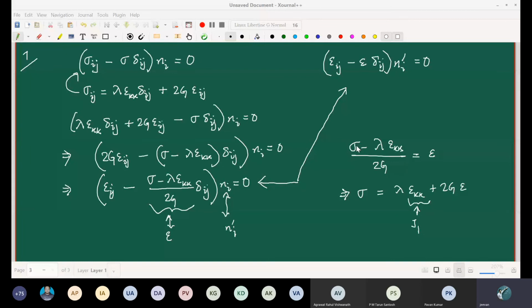Okay, so if you read this question, you will see that we have been asked to show that, for a hydrostatic state of compression, sigma ij is equal to minus p delta ij, show that the dilatation is given by this minus p by k. So we actually have this result, as Pawan was mentioning, that epsilon kk is equal to minus p by k.